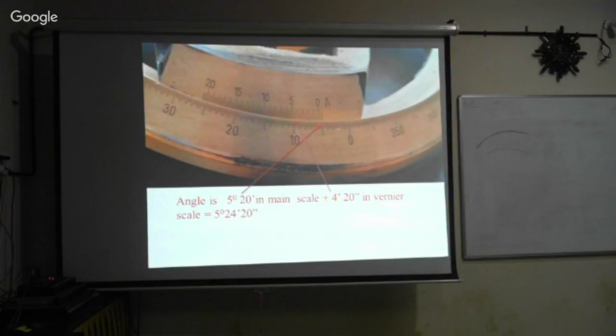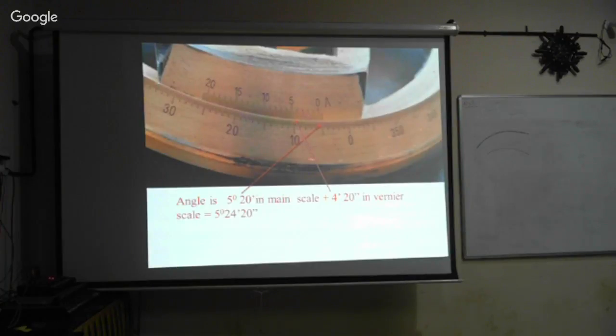Now let us come to the vernier scale. In the vernier scale, it is coinciding at this point. Therefore, 0, 1, 2, 3, 4, it is 4 degrees, and the first division in between is 4 and 5. If between 4 and 5 there are 2 divisions, it is coinciding at the first division between 4 and 5. Therefore, 1, 2, 3, 4 minutes, 4 minutes, 20 seconds.